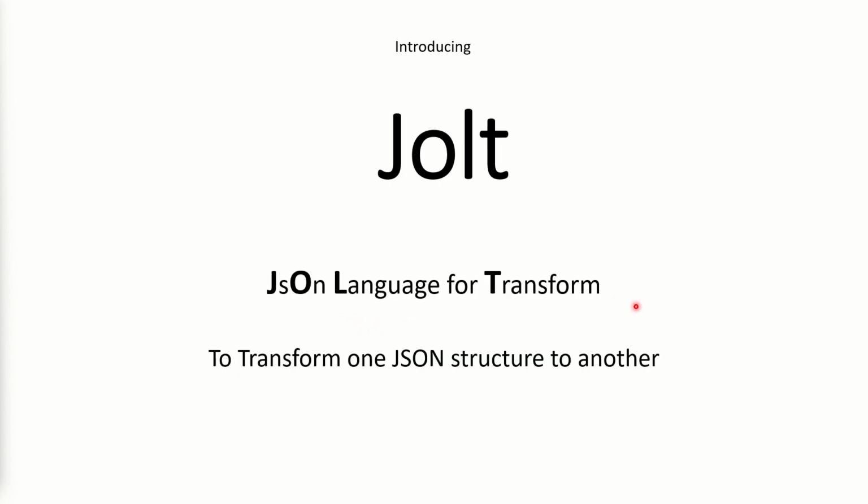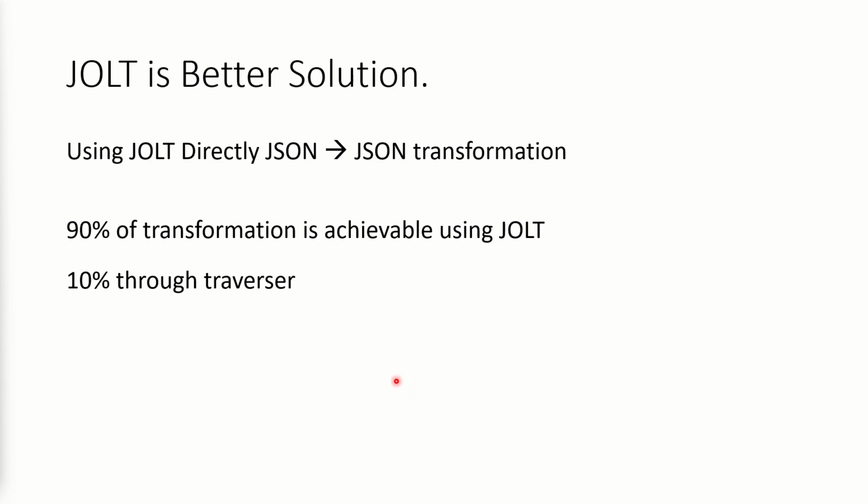So we introduce Jolt. Jolt is a JSON language to transform one JSON structure directly into another JSON structure. We are talking about structure. Note that we are not changing a data type, it's JSON itself, but we are changing one structure into another structure.